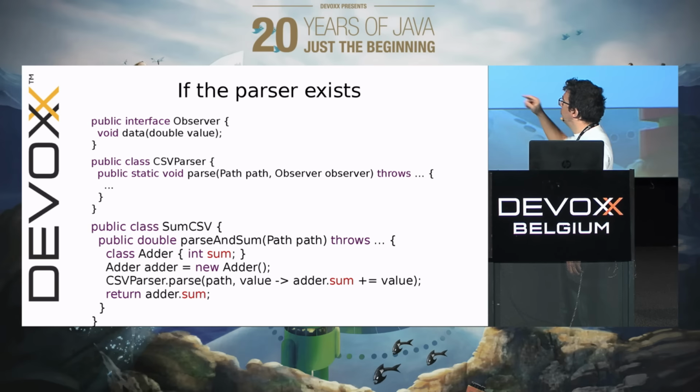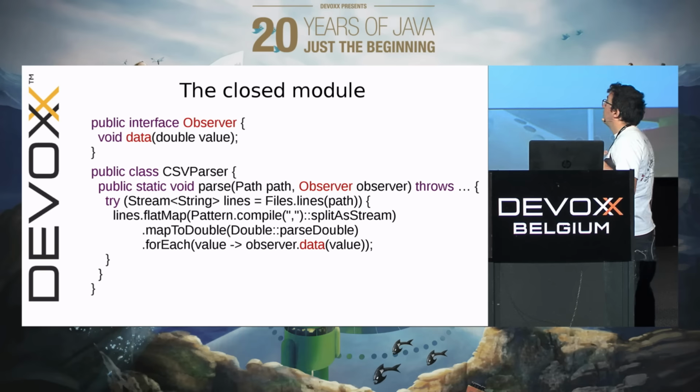Sometimes you find this code with an array instead of a new class, with an array with only one value in it. Because in Java, arrays are always mutable, but I think this code is a little nicer. Okay, so this is how, if the parser already exists, I can use it to do the sum of the value. And now I just have to write the parser.